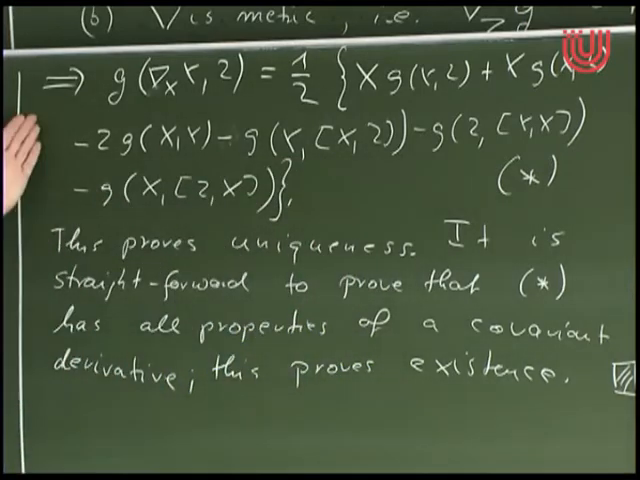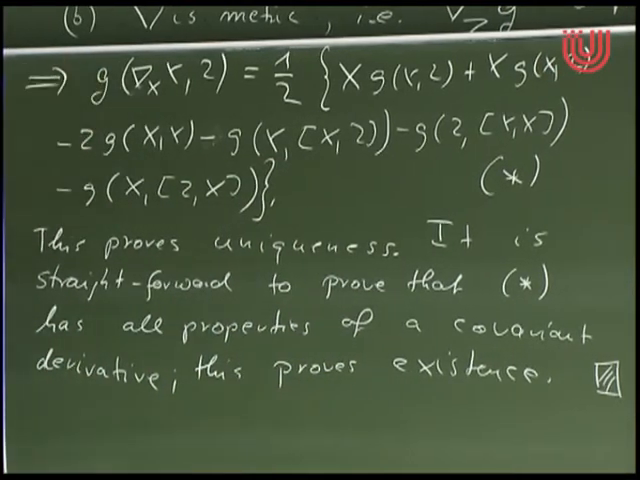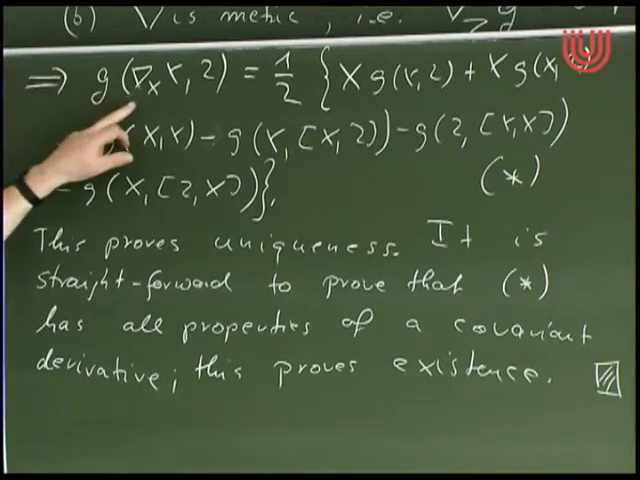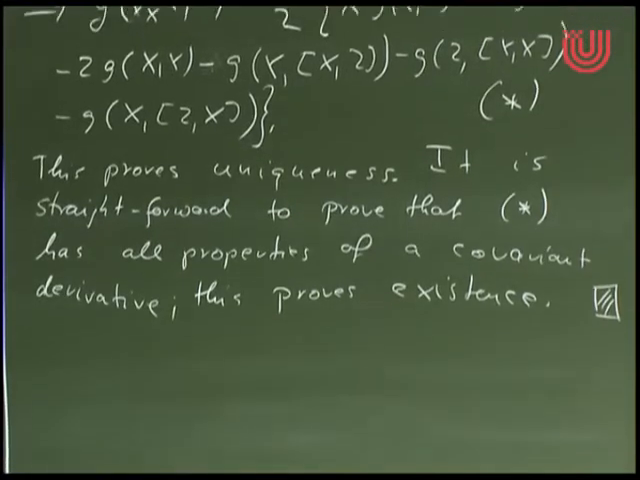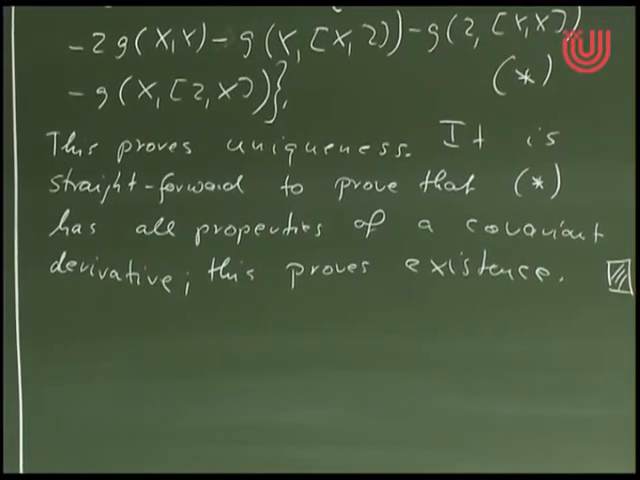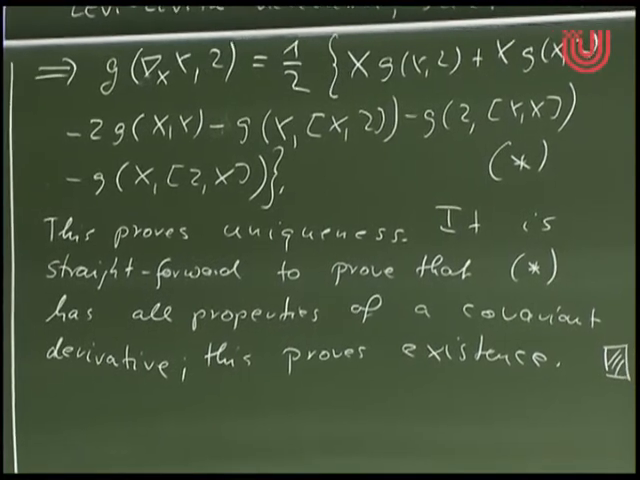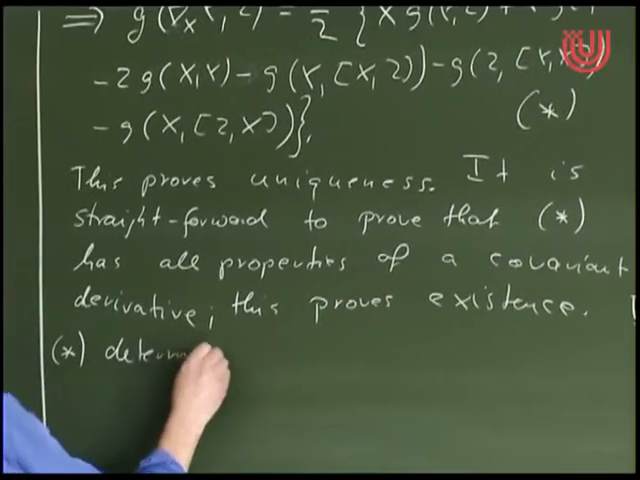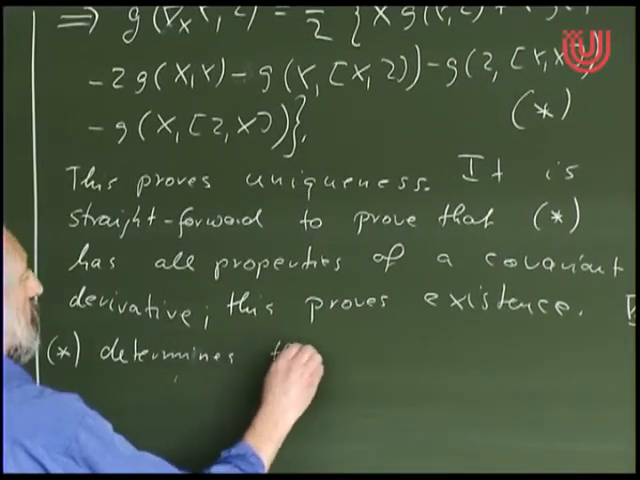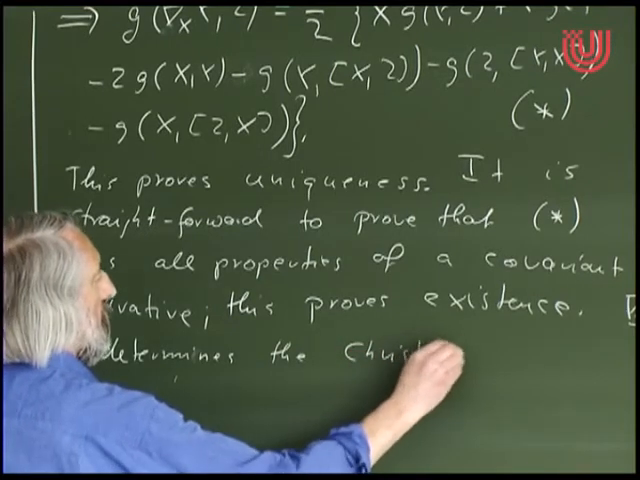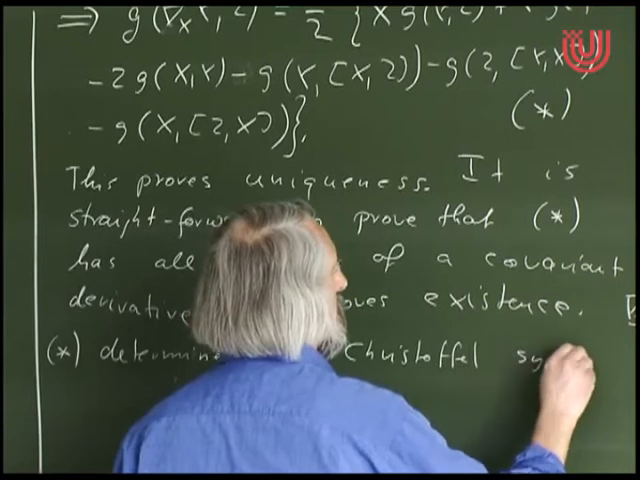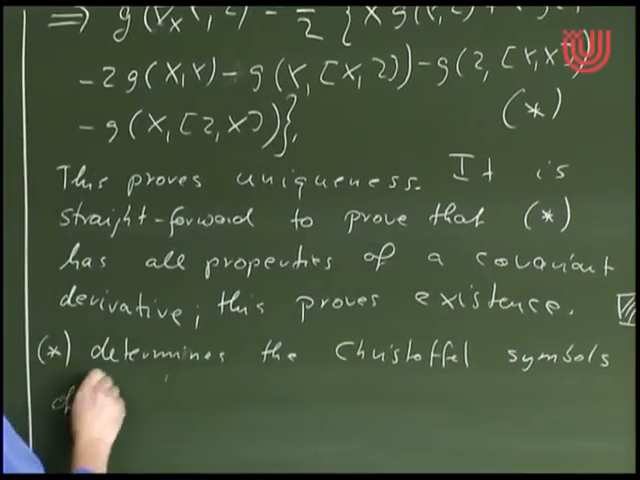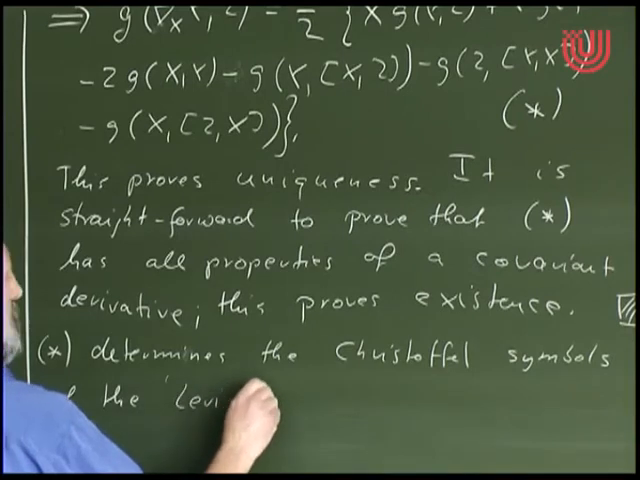And from this proof, we get immediately an expression for the Levi-Civita connection. In particular, we get an expression for the Christoffel symbols of the Levi-Civita connection. Because if we insert basis vector fields here, then this is just expressible in terms of the Christoffel symbols. So this equation star determines the Christoffel symbols of the Levi-Civita connection.